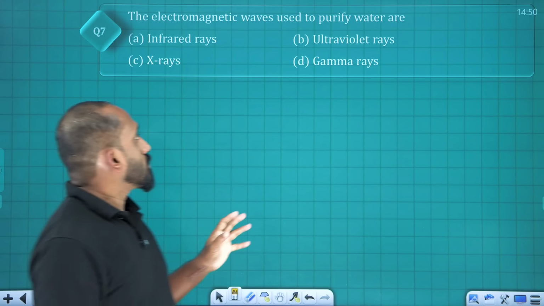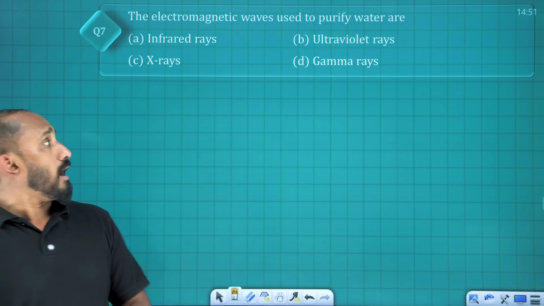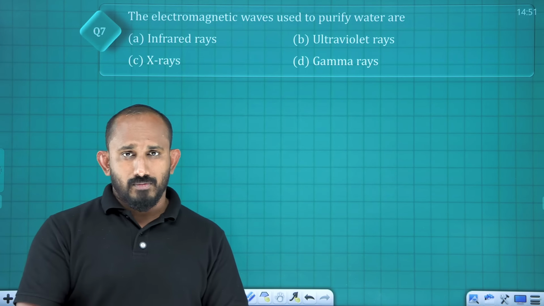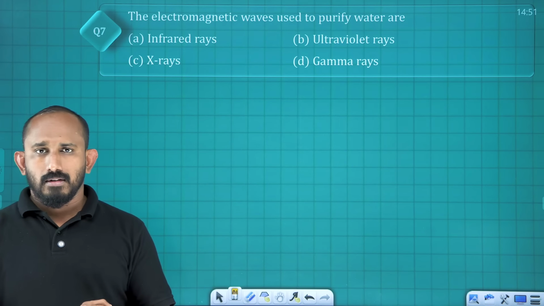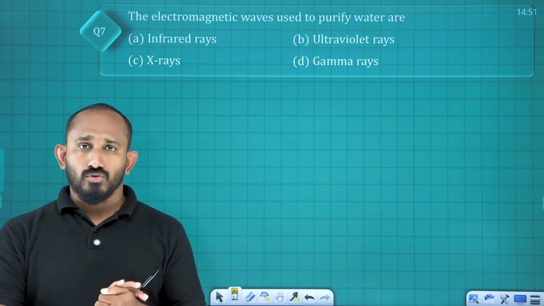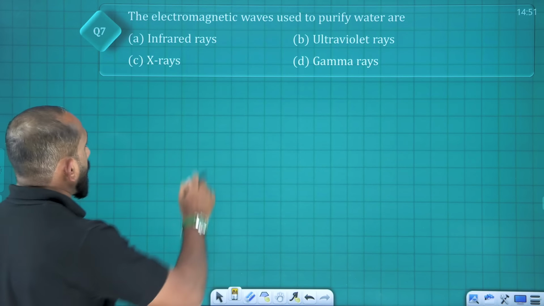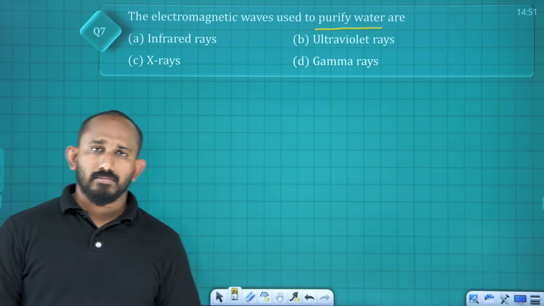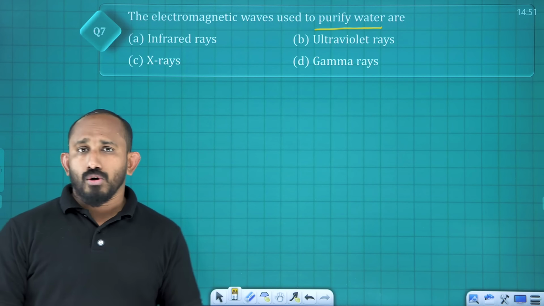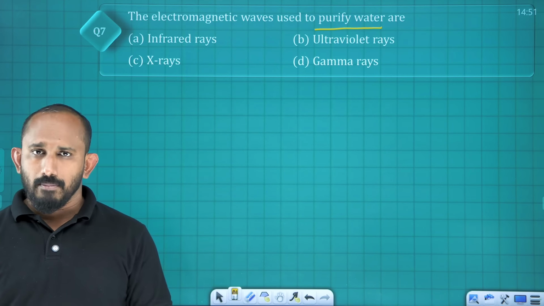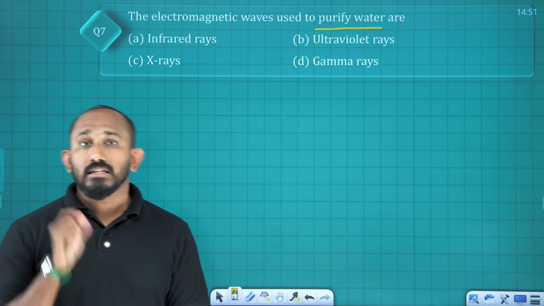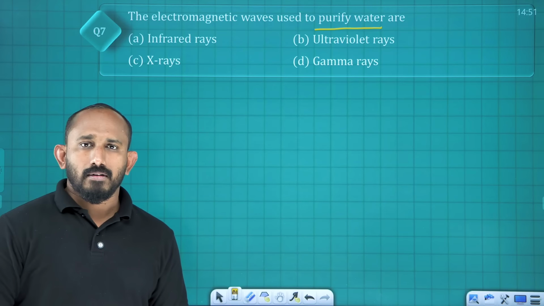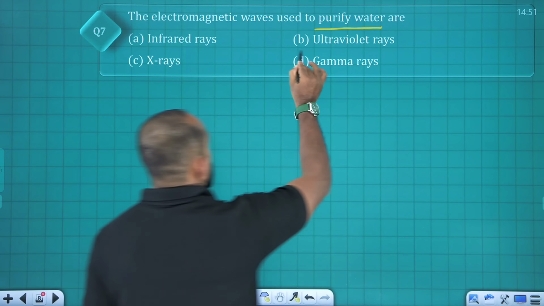The electromagnetic waves used to purify water are. So we have different uses for each electromagnetic wave. After the spectrum, once you are thorough with it, please learn each use also. Here the question is regarding purifying of water, which means to kill germs in the water. Bottled drinking water is often labelled UV treated. So ultraviolet rays are used to kill germs in purifying water.